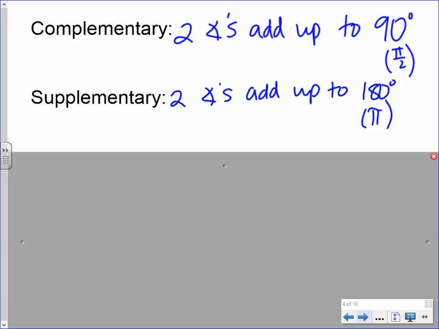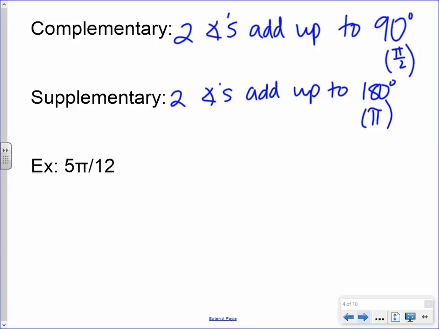Okay. Now, I know that you guys can do this with 90 degrees and 180 degrees. So the example that we're going to go through together before I dismiss you for lunch is an example with radians. Okay? We're going to work on 5 pi over 12. We may just do the complement before lunch and the supplement after lunch. Okay? I didn't realize how close we were.